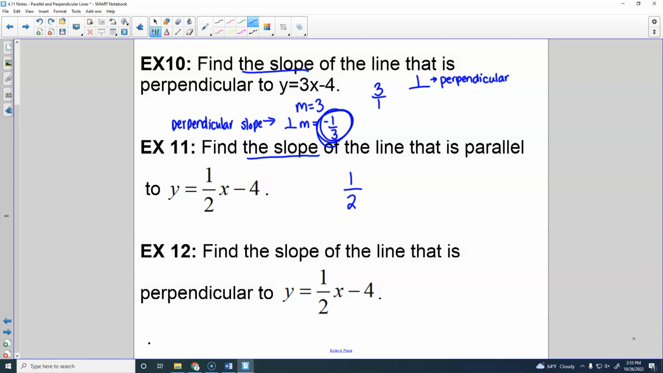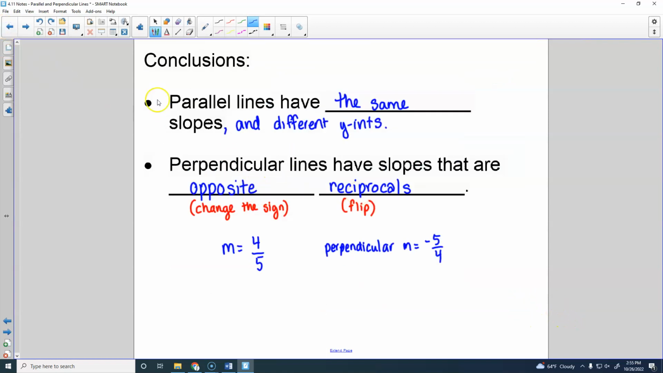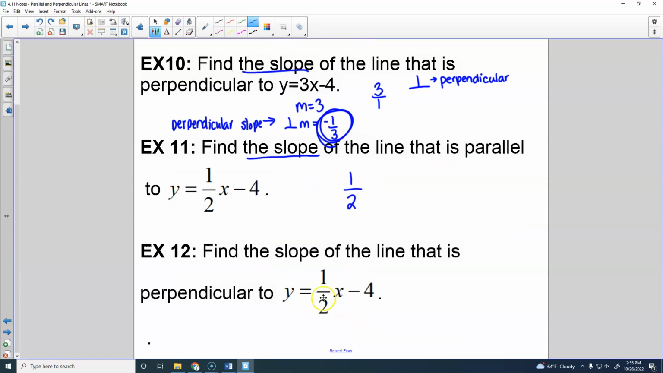Almost. What have we got to do for perpendicular slopes? What was the fancy word? Opposite reciprocal. So we are going to take 1/2. We're going to flip it. That's going to make it 2/1. But what else have we got to do to it? Make it a negative. You got to change the sign. So -2/1, or it would look better if we just put -2. Okay. So for perpendicular, we're going to flip it. We're going to change the sign. Parallel, just the same slope.